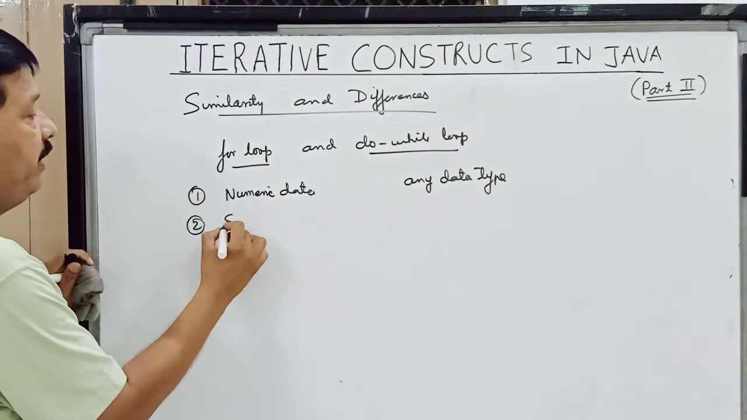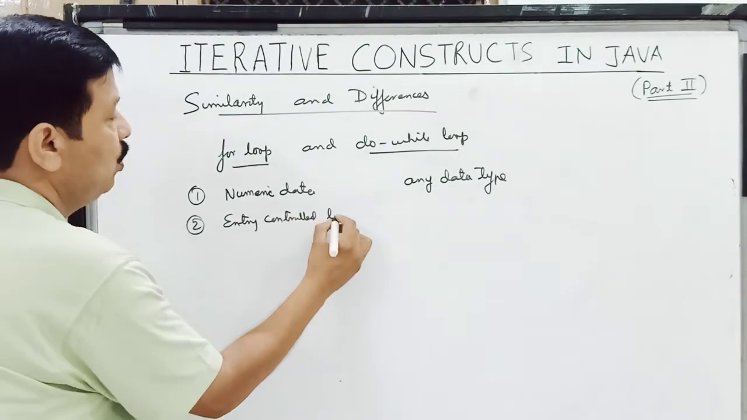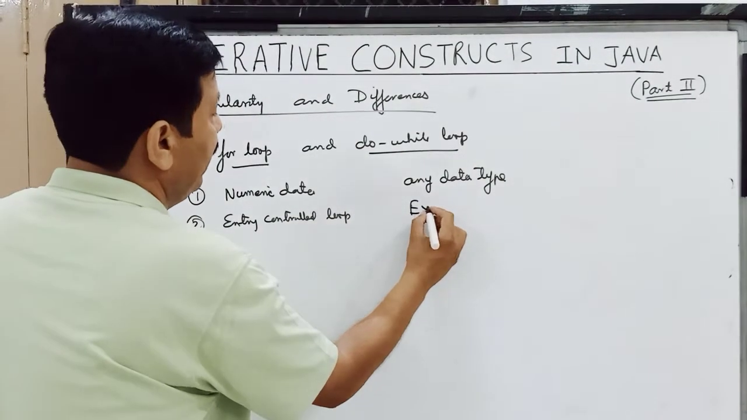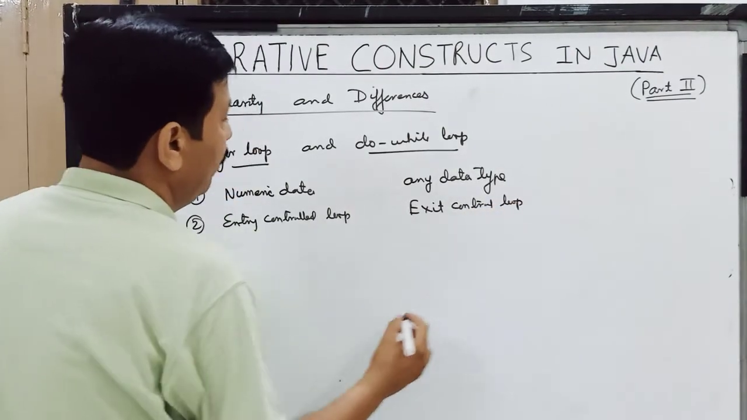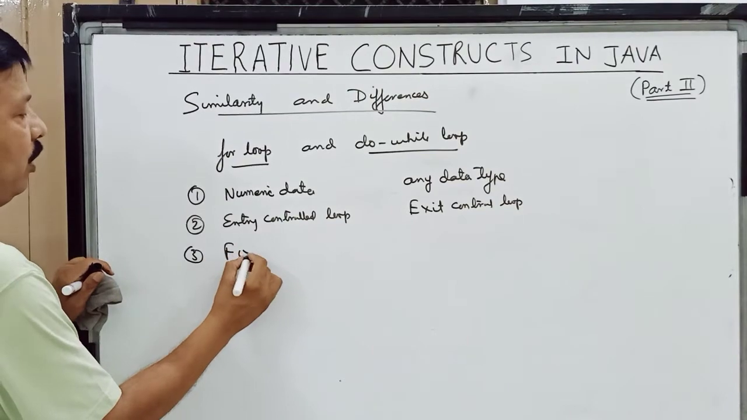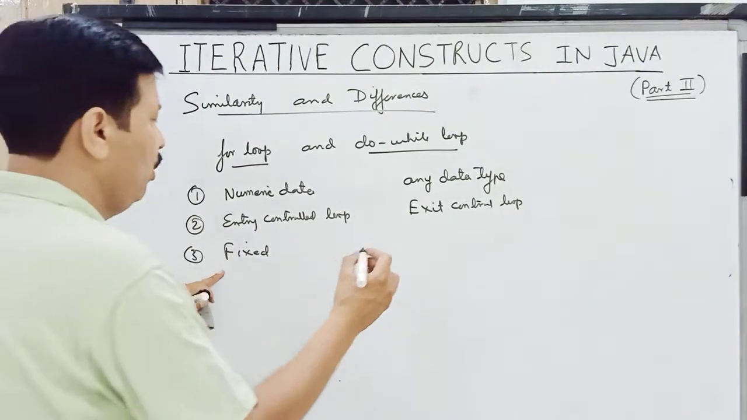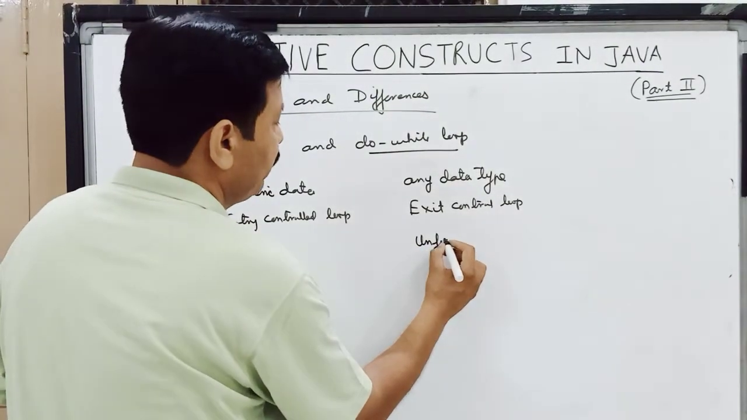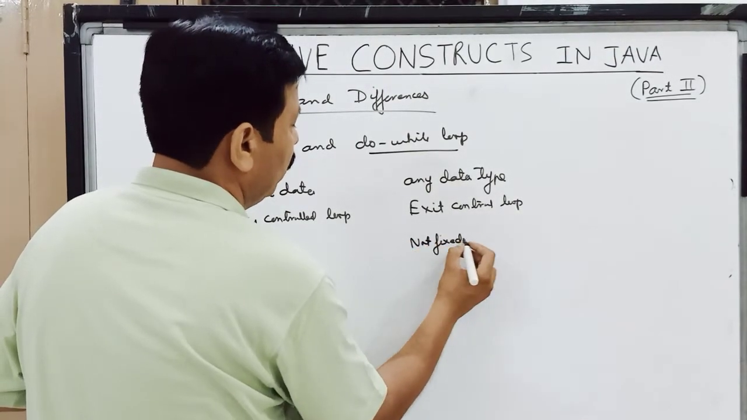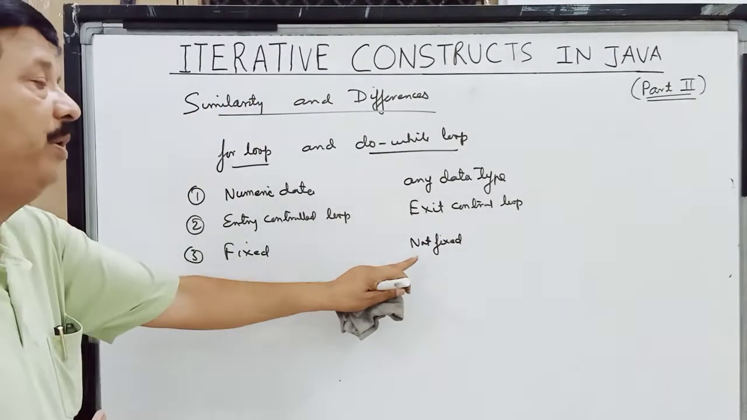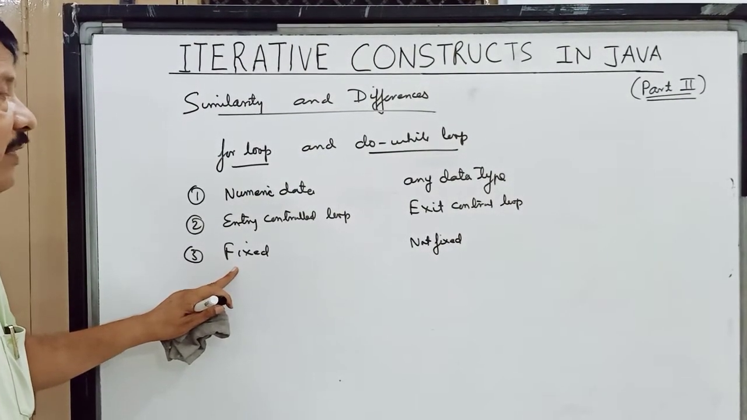The second difference is that for loop is an entry controlled loop, and here we say that do while is an exit controlled loop. The number of iterations are fixed in for loop, and here we say that the number of iterations are unfixed or not fixed. So we don't know how many times this loop is going to get executed, but here we know the number of times the loop is going to get executed.